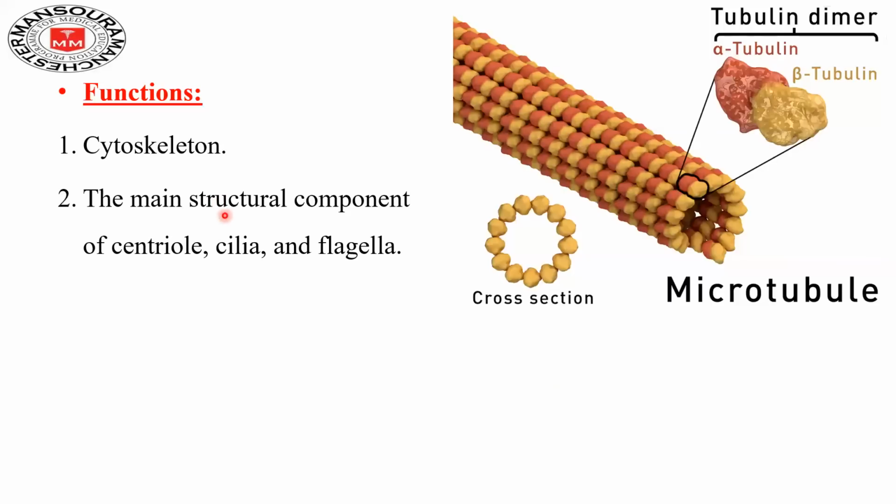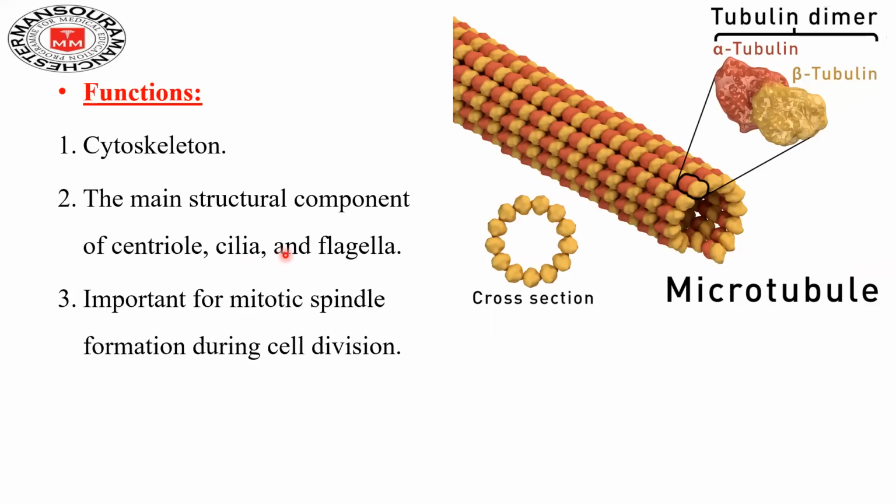Number two, they represent the structural component of other organelles like centriole, cilia, and flagella. So these three organelles are formed of, or part of their structure is, microtubules. So it's an organelle sharing in the formation of another organelle. Microtubules share in the formation of centriole, cilia, and flagella.